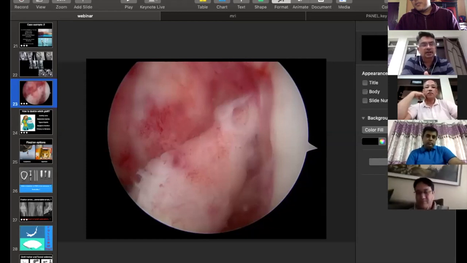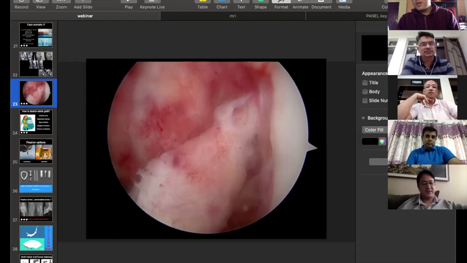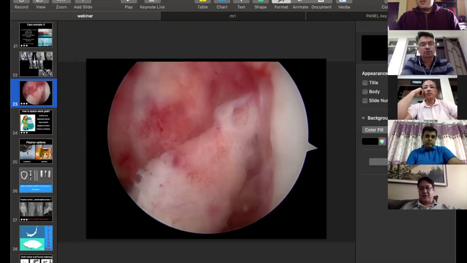In the last three years, we have done about 350 remnant preservation ACL reconstructions. We have never done a notchplasty. Not only notchplasty, soft tissue notchplasty you can do. Amit sir, Navin sir has raised some valid issues.